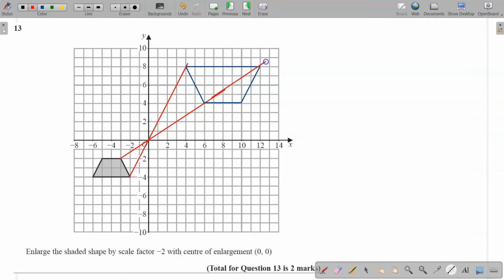It would have carried on through there, and in fact on this side it also should carry on through there as well, which indeed it does. Okay, so that gives you now 3 points. Okay, so that's an enlargement scale factor -2 with the center 0, 0.